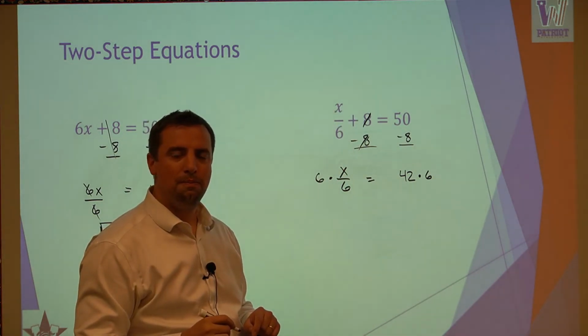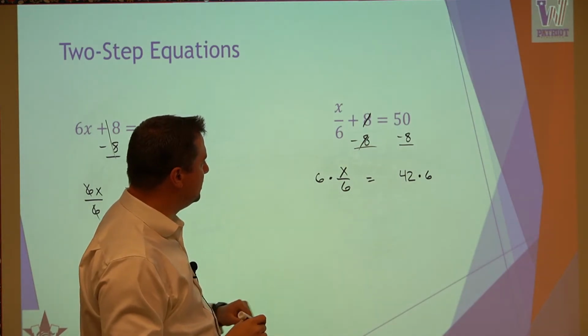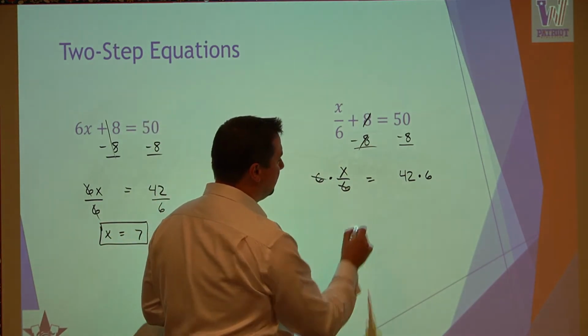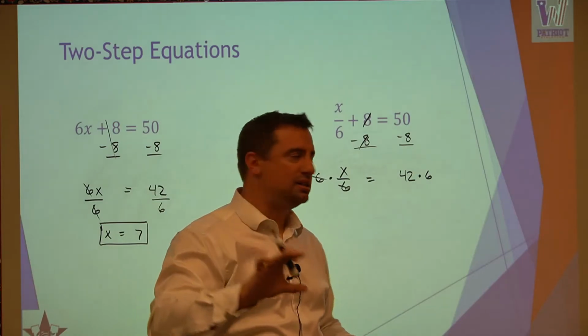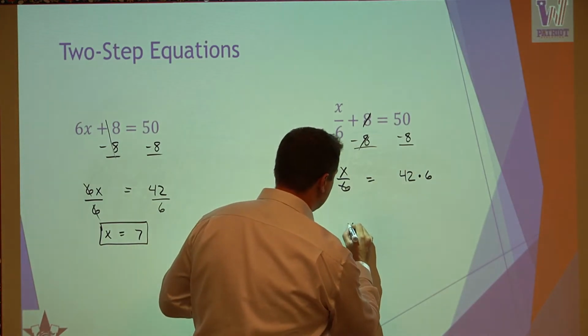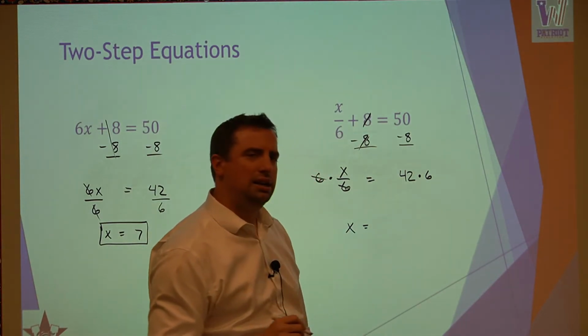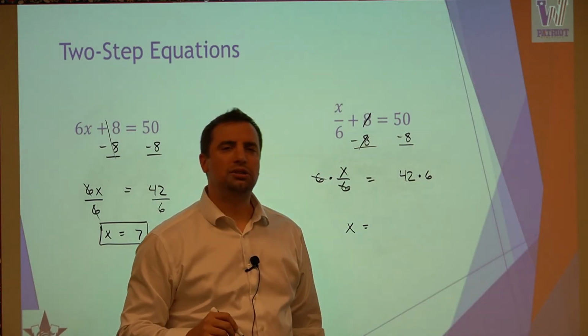Whew, man, this is crazy. Let's take a look. That's 6 divided by 6. It's gone. See you later. Then what's left over is the x. Don't get rid of that x. We need it. Now we've got 42 times 6.